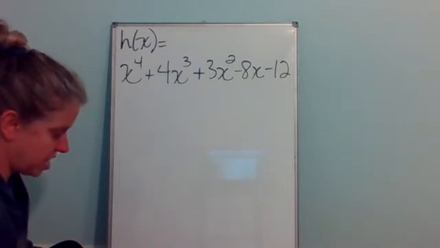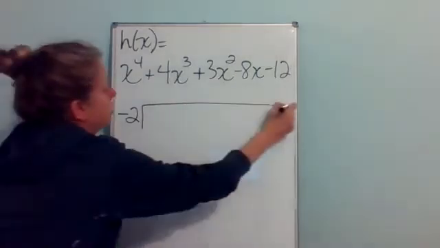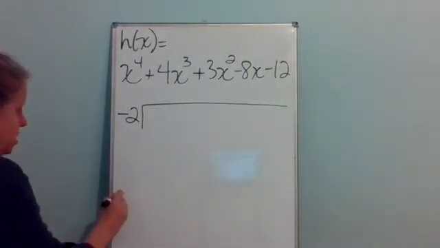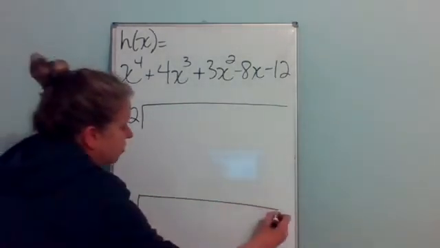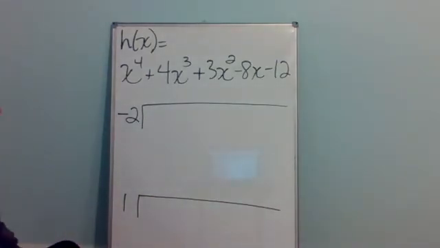First thing it wants to know is, is -2 a zero of the function? And then it's also going to want to know, is 1 a zero of the function? So we're doing two different ones. We're either going to get a yes or a no.